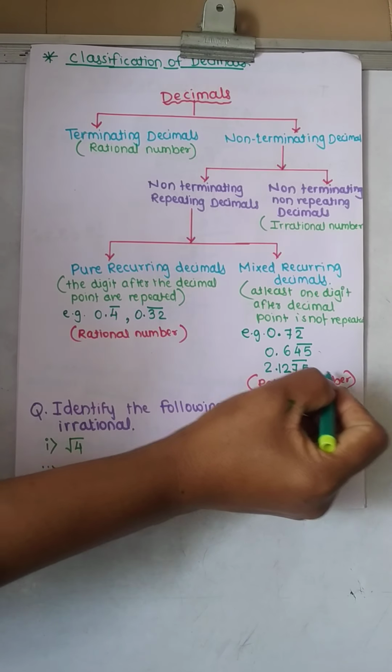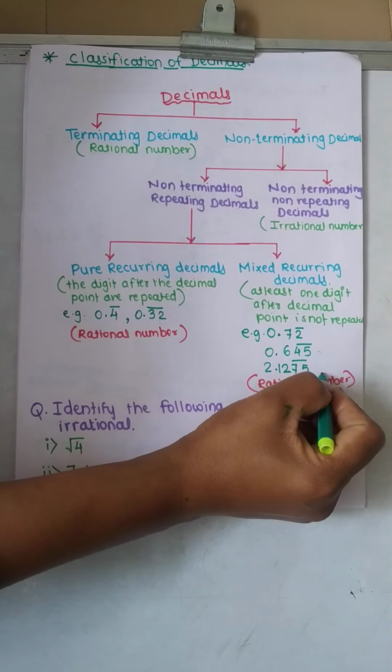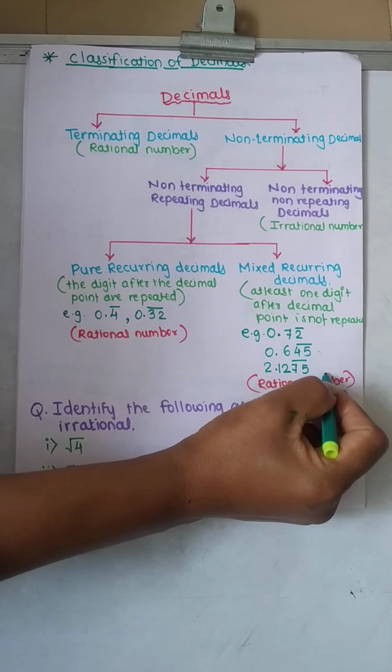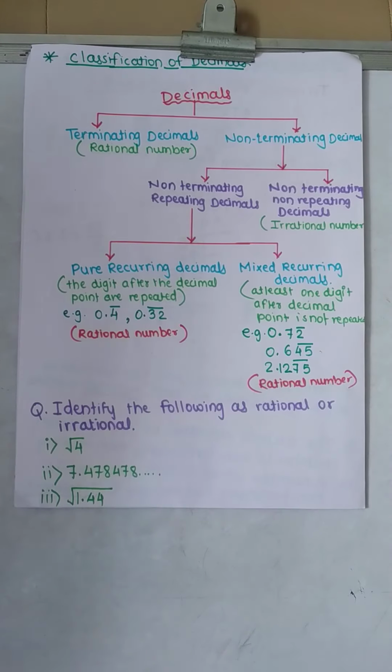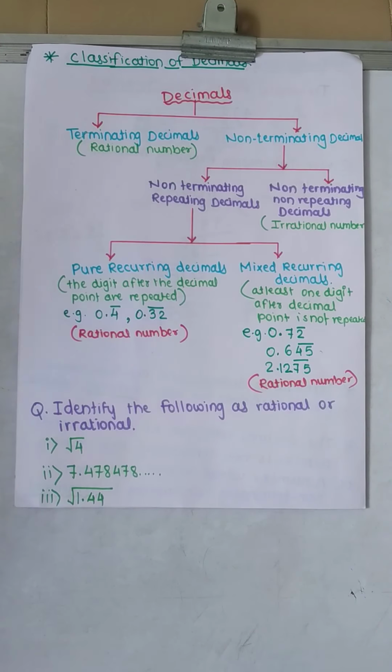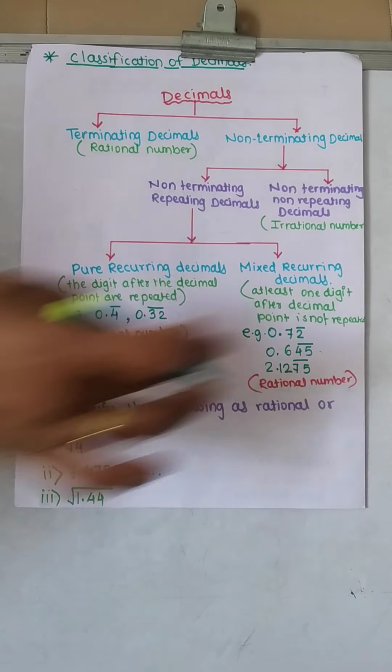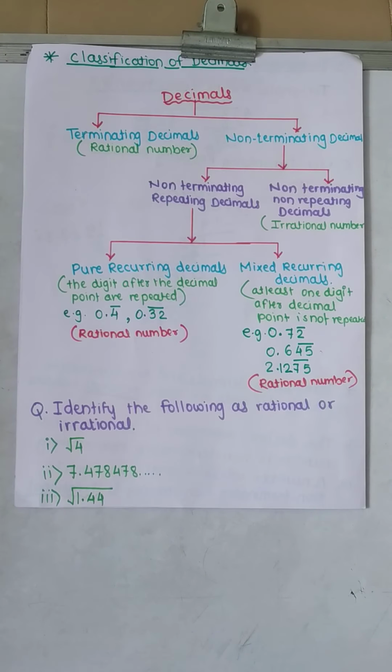After this 7-5 we will get 2 more digits and then we will get 7-5. Again 2 more digits, then 75. Likewise, right? So these are rational numbers. So pure recurring and mixed recurring are again rational numbers.